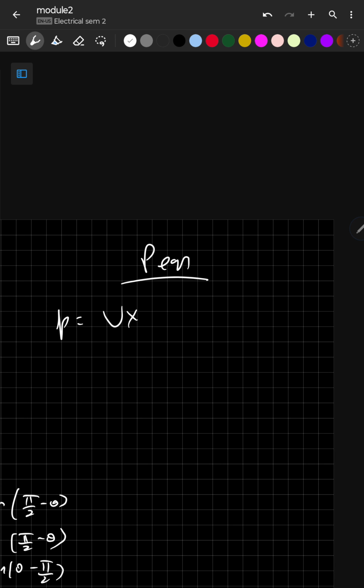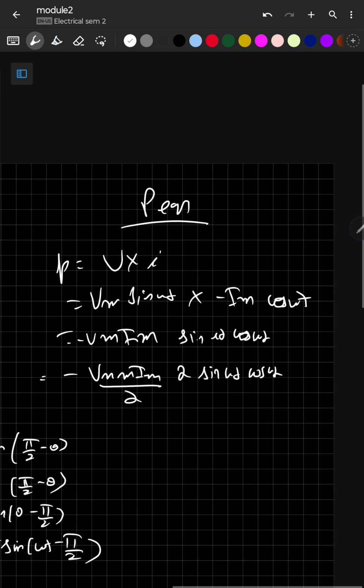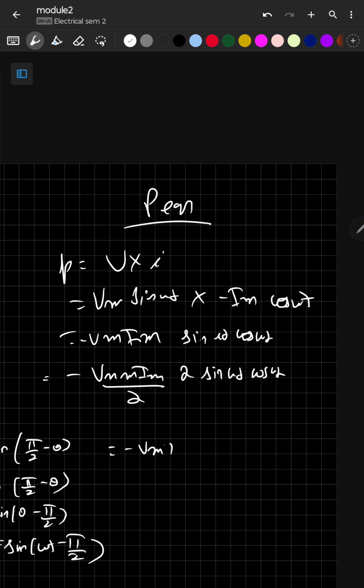Power equals V into I. So Vm sin omega t into minus Im cos omega t. Do you understand? I'm not going to use the sine term of omega t minus pi by 2 over here, I want to make it simple. So minus Vm Im sin omega t cos omega t. Now I'm going to multiply and divide by 2: Vm Im by 2 into 2 sin omega t cos omega t. So 2 sin theta cos theta is given as sin 2 theta. So minus Vm Im by 2 sin 2 omega t.